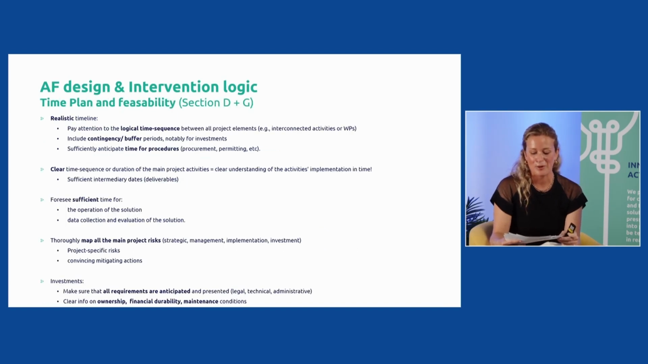Regarding now the project timeline and feasibility. The key notion here to keep in mind is really to demonstrate in your proposal that your project is realistic. So that means that you have sufficiently anticipated the main issues, the main risks, the main contingencies. So how to do so?